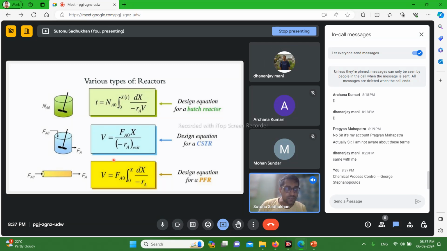So I have typed the name of the book in the chat box. These books give you comprehensive knowledge of the control system. There is certain mathematics involved. There are control valves, and how they work, whether their response time is very high or low. Depending on that, you will get the output.